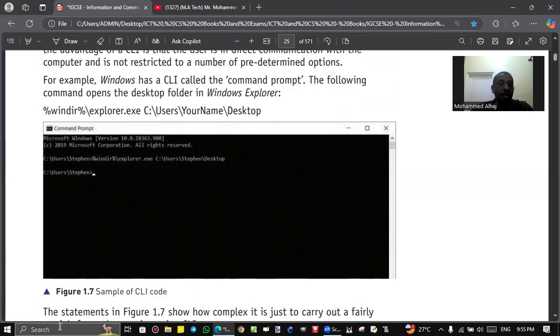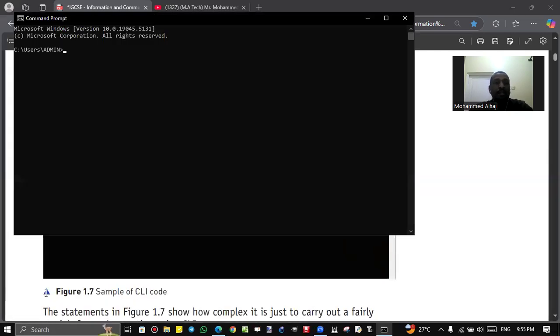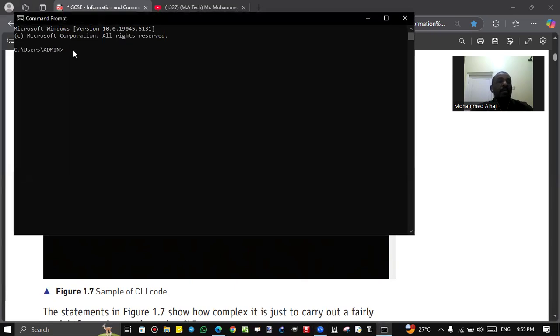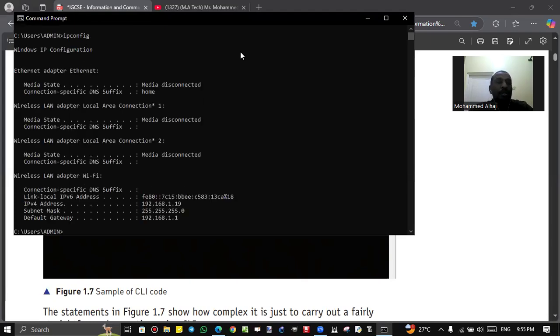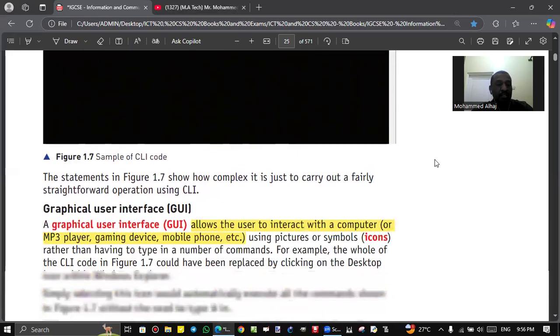We open it, CMD. Yes, as you can see here, this is an example of the CLI. With the CLI you just need to type the instructions, ipconfig for example, and it shows you some information related to it. So as we said, the command prompt is an example of the first type of interface, which is command line interface.